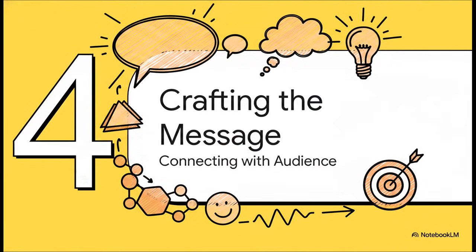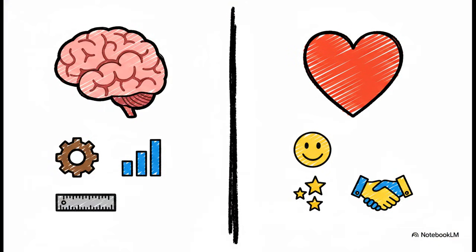Okay, the strategy is set, the budget is approved. Now for the really fun part. Let's talk about the creative heart of the campaign, the actual message that's going to connect with real people. When it comes down to it, you've really got two main ways to go. You can appeal to the head or the heart. A rational appeal is all about logic, the facts, the features, the data. An emotional appeal, that's about making someone feel something, happiness, excitement, even a little bit of fear. The right choice completely depends on your product and who you're talking to.